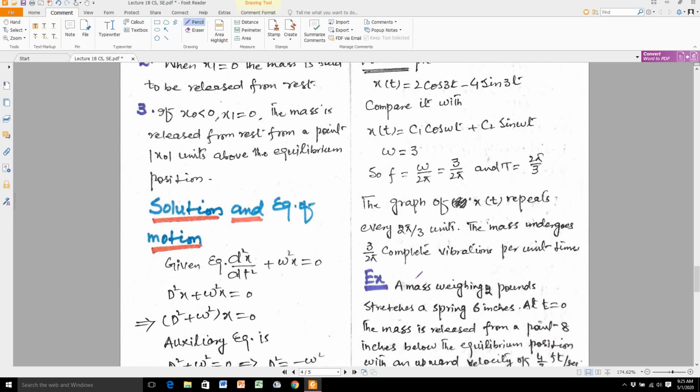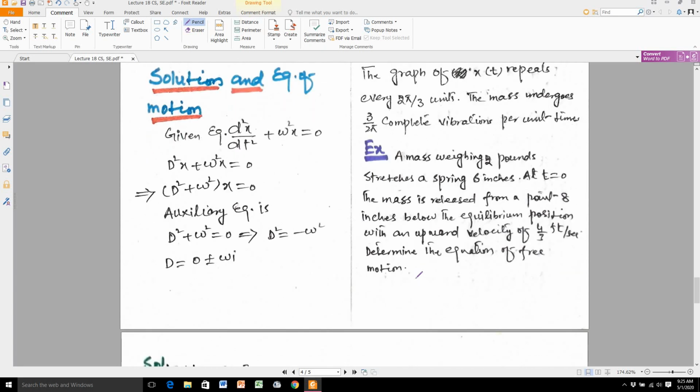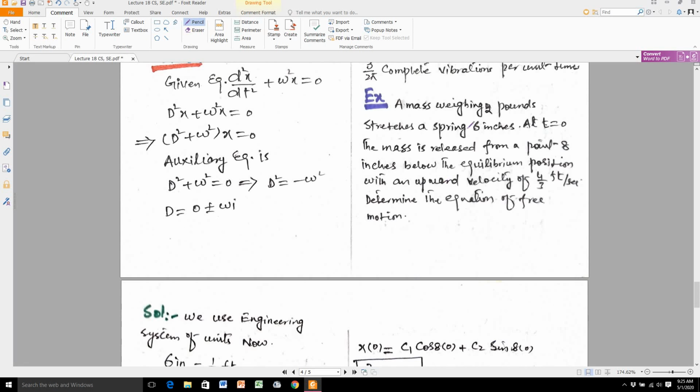Now we see the first example related to this topic. A mass of weight 2 pounds stretches a spring 6 inches at t is equal to 0. The mass is released from a point 8 inches below the equilibrium position with an upward velocity of 4 by 3 feet per second. Determine the equation of free motion.